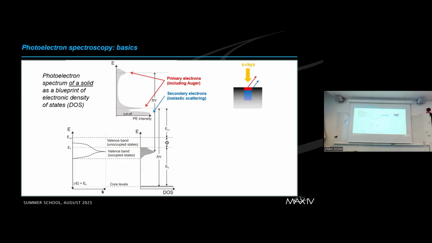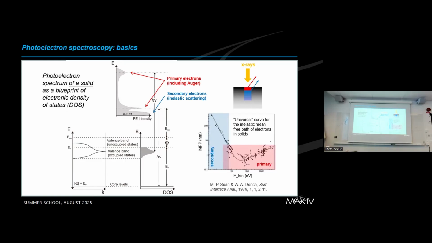So what about the surface sensitivity of these electrons? The primary electrons, in red, are normally very surface sensitive. They can travel not very large distances, maybe 1 or 2 nanometers, maybe 3, and the secondary electrons can travel some 5, 10 nanometers. And why is that?